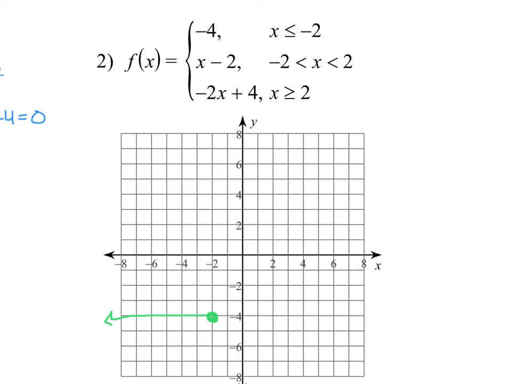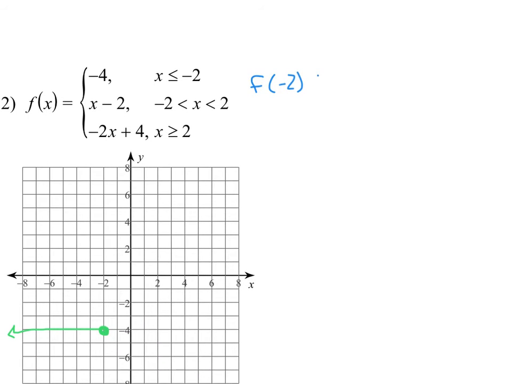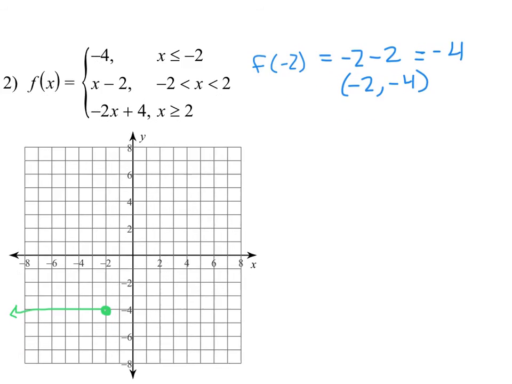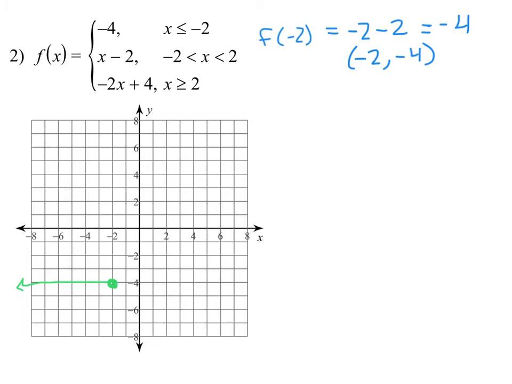Next we have x minus 2 from -2 to 2. So we're going to plug in those 2 points. So we have f of -2, which would be -2 minus 2, so -4. So when x is -2, y is -4. So we're going to go to our graph. We see that we only have a less than sign, so we know it's going to be an open circle. So we're going to go to the left 2 and down 4. So we put an open circle there.